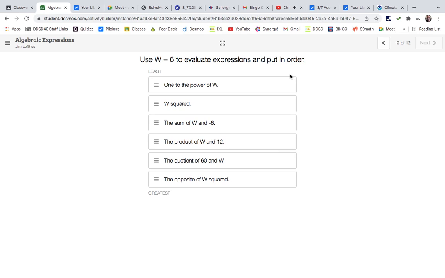And this one you're going to want to put them in order from least to greatest. So I'll save that for another answer key maybe on Monday.